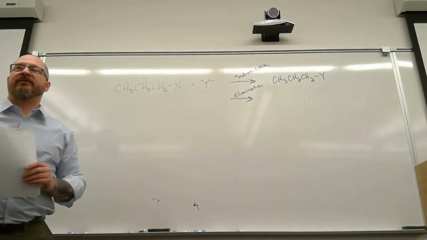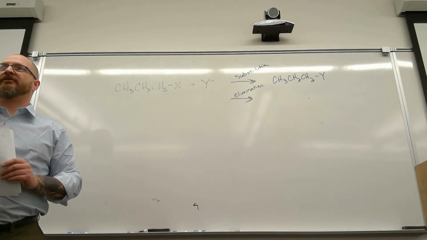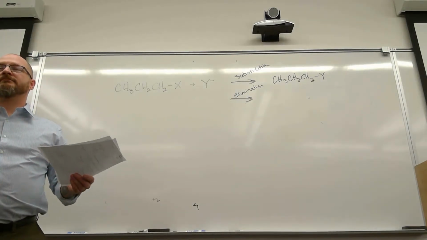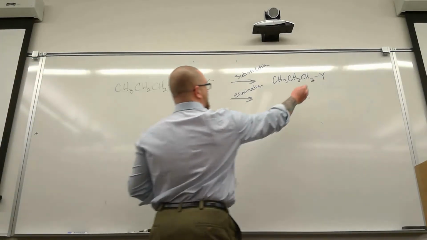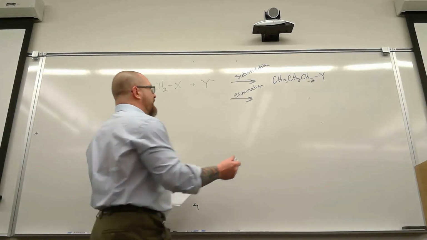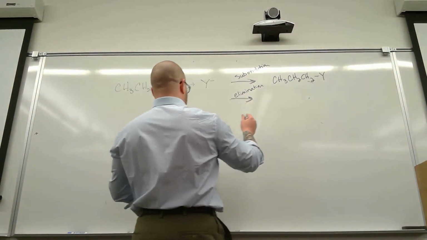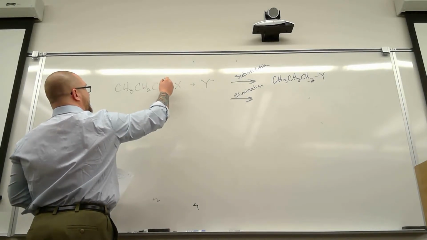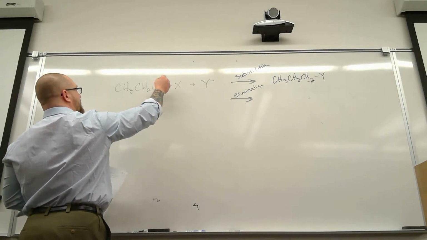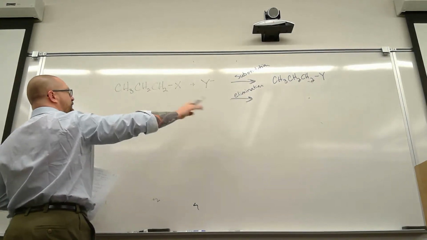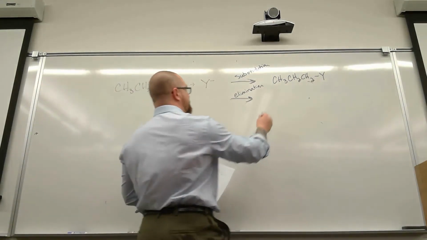Would you have to worry about the chirality after that SN2 reaction? No, because we've got two identical groups on the carbon, so it's achiral to begin with. So if we do an elimination style reaction, what's going to happen is we're going to get rid of the X, and we're going to get rid of one of these hydrogens, and we're going to form a double bond.